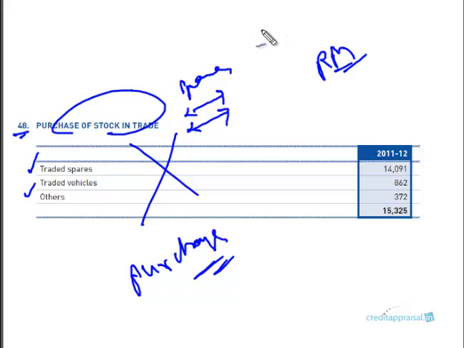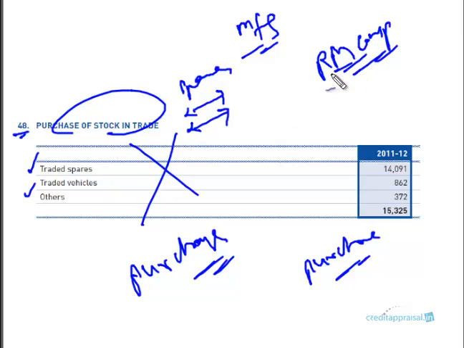If you consider the vehicles actually manufactured by Maruti Suzuki and the raw material purchased for them, you are going to show it under the raw material consumption. This we have discussed. So now we are going to show the stock in trade purchase.